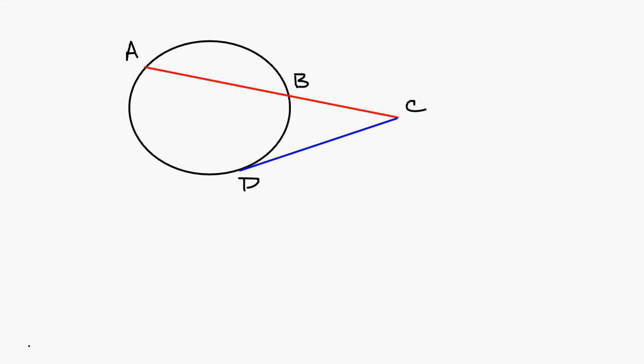Tangent segment squared. So in this case, it intersects on the outside again, so it's going to be the entire secant, which is AC, times its outside piece, BC, is going to be equal to the tangent piece squared. So that's going to be DC squared, the whole segment squared.